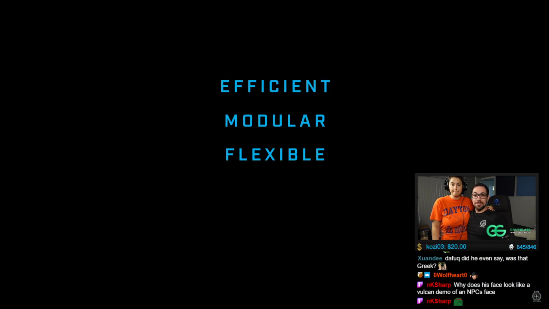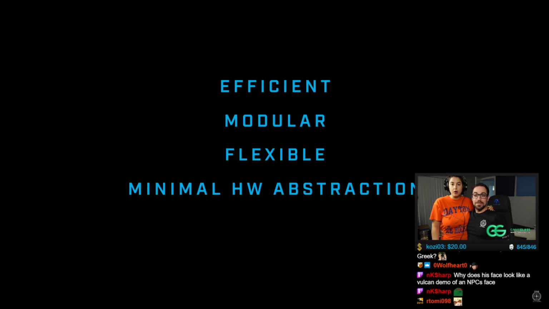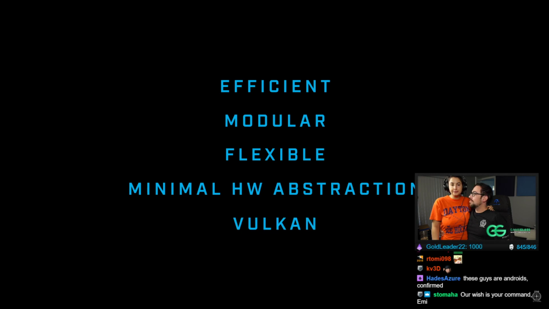So to summarize, with our Gen12 renderer, we're hoping to achieve something that is more efficient, modular, flexible, and minimal abstraction to the hardware, and uses modern graphics APIs like Vulkan. So now you know a bit more about what Gen12 is, I'll try and let you know where we're up to.